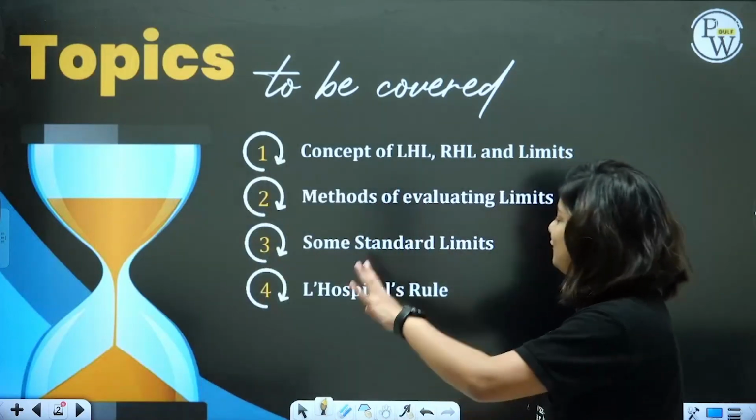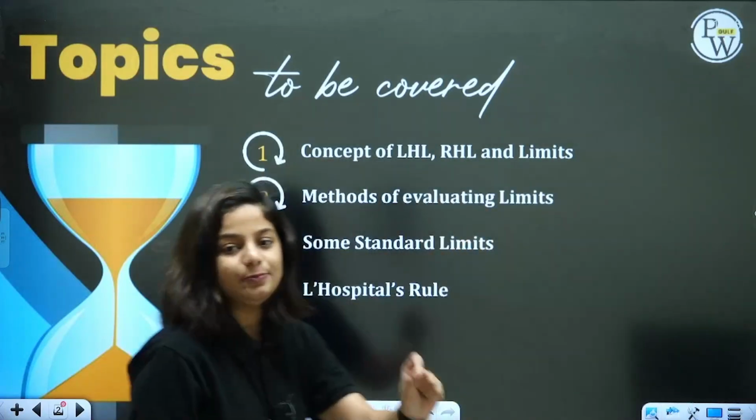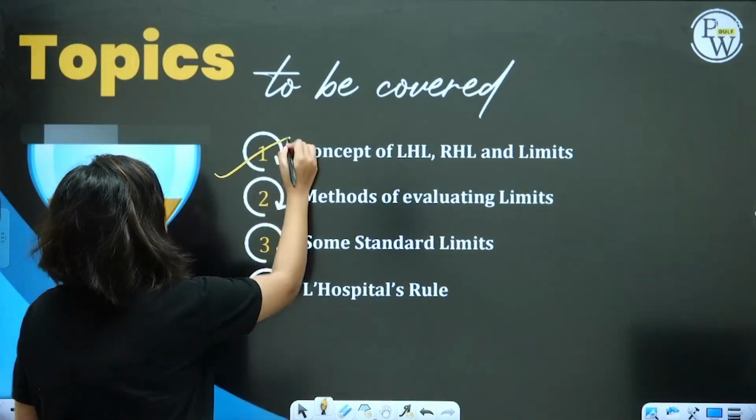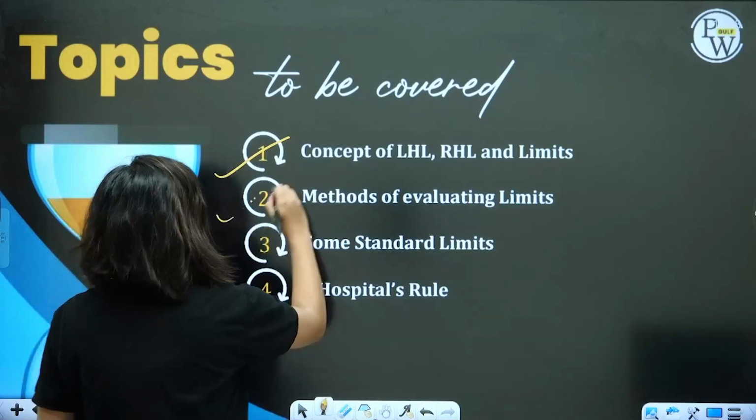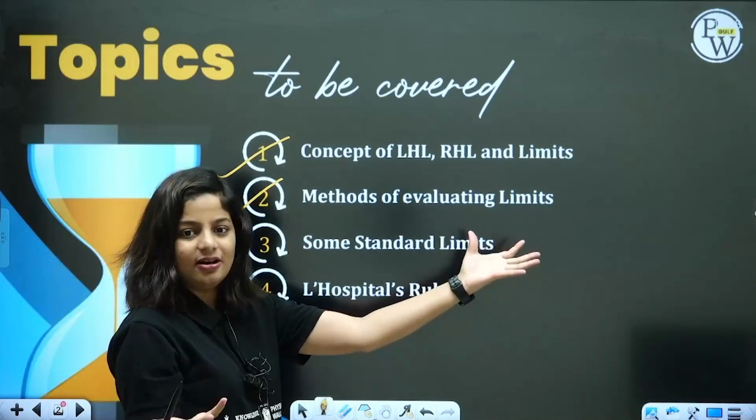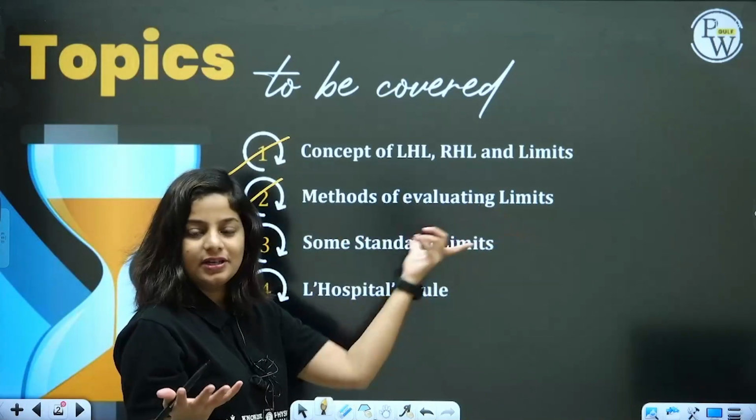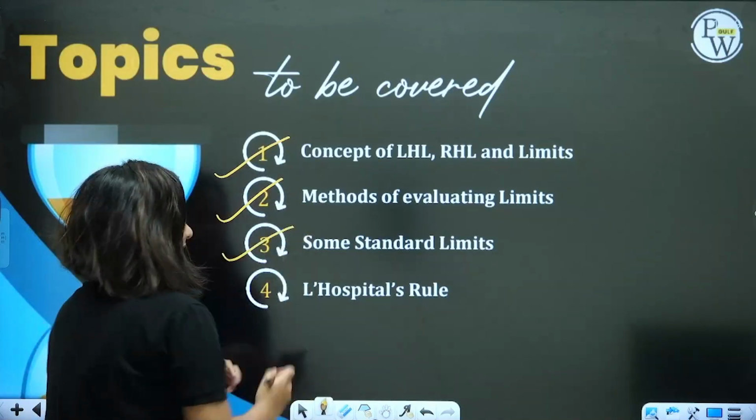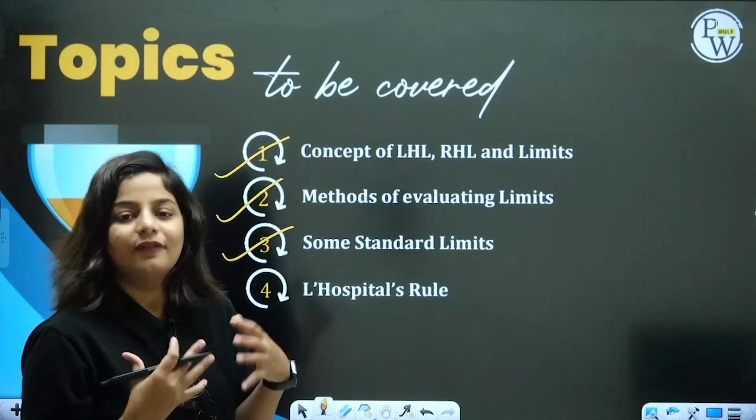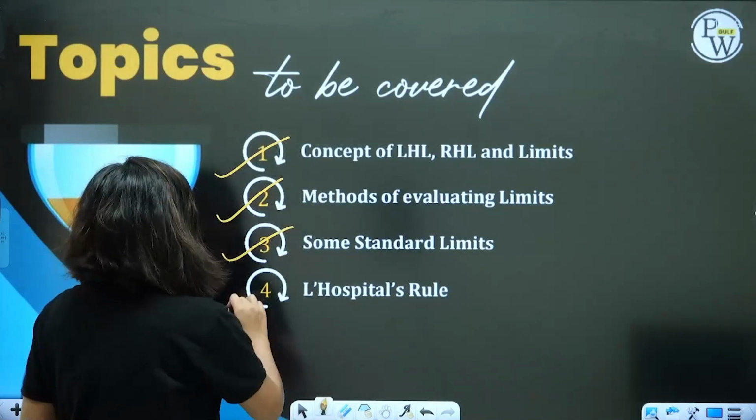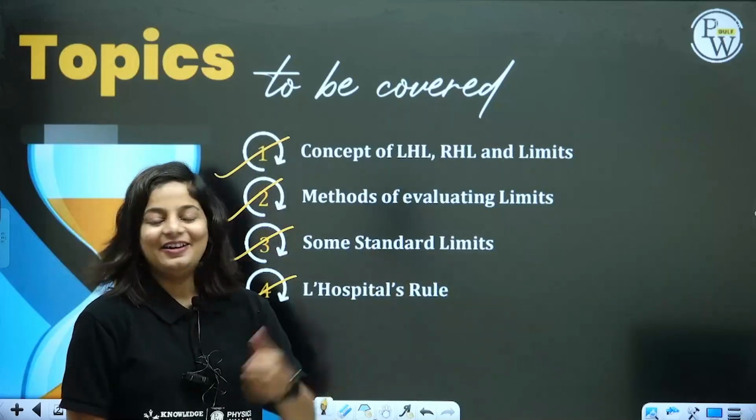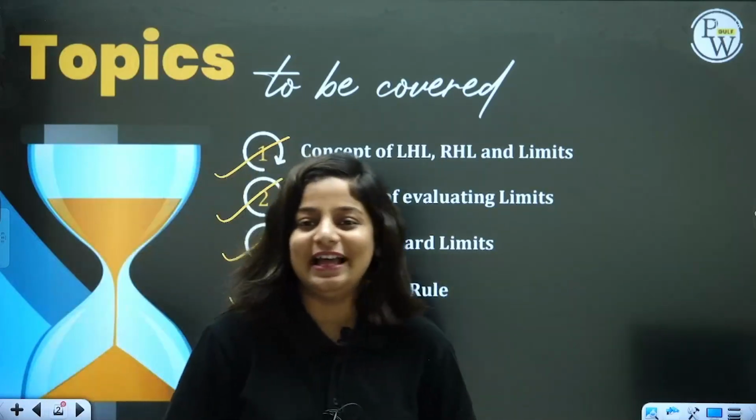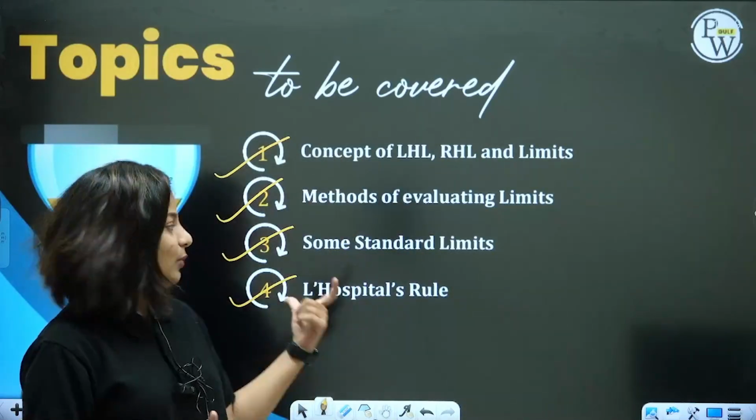So these 4 things we are going to discuss: the concept of LHL, RHL and limits, which is left hand limit, right hand limit. Then methods to evaluate limit, which is the part of importance to us. Next, there are some standard limits, formulas which we should know. And in the end, the boss of all, L'Hopital rule. Some people call it as L'Hospital's rule. Yes, we will be doing that also.